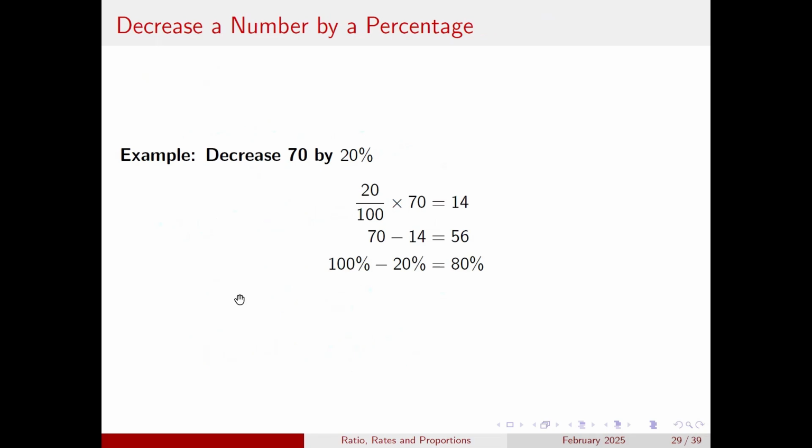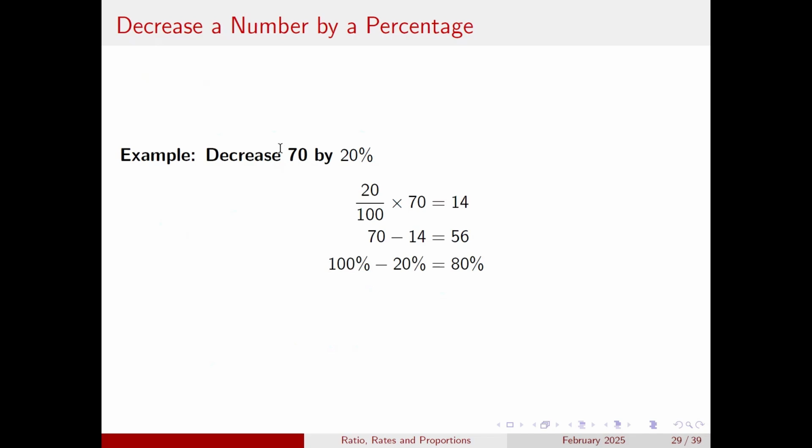So we'll do the same process as the increasing, but in this case, instead of adding, we will do subtraction. If you are decreasing a number by a percentage, your expectation is that the original value will reduce. The final result will be a lower number than the original value. So in this example, decrease 70 by 20%.